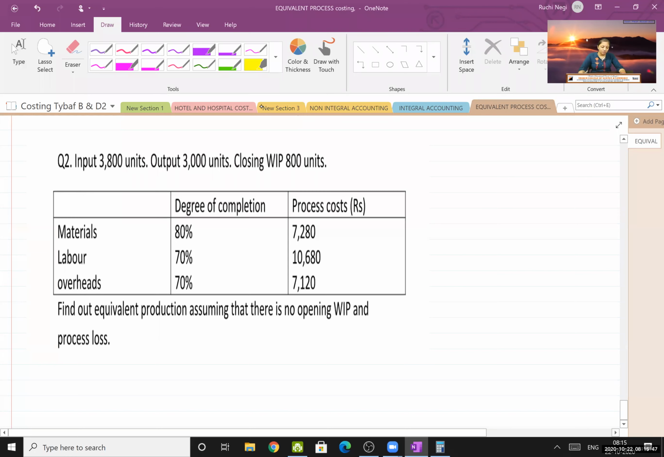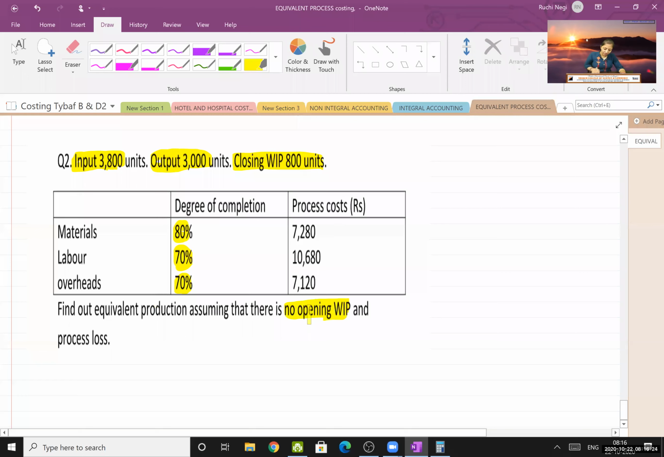Have a look at this question. Input is 3,800. This is raw material input. Output 3,000 units. Closing is how much? 800. See, degree of completion is given: 80, 70, 70. Then process cost is given. Find out equivalent production, assuming that there is no opening WIP. Okay, fine.